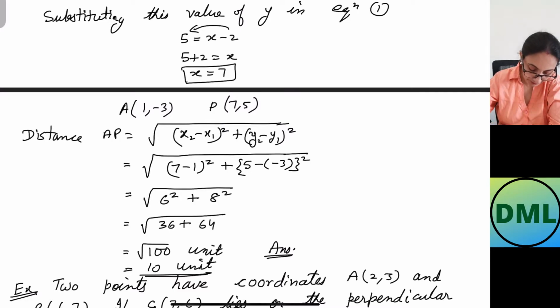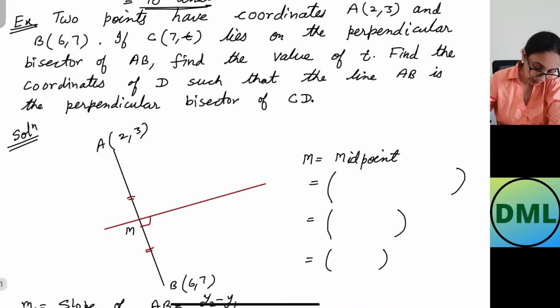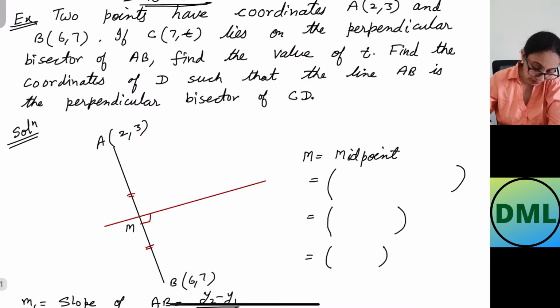Let's see one more example. Two points have coordinates A (2, 3) and B (6, 7). If C (7, t) lies on the perpendicular bisector of AB, find the value of t. Find the coordinates of D such that the line AB is the perpendicular bisector of CD. As you can see, the line AB with coordinates (2, 3) and (6, 7), I have drawn it, and the red line is showing you the perpendicular bisector of that given line.